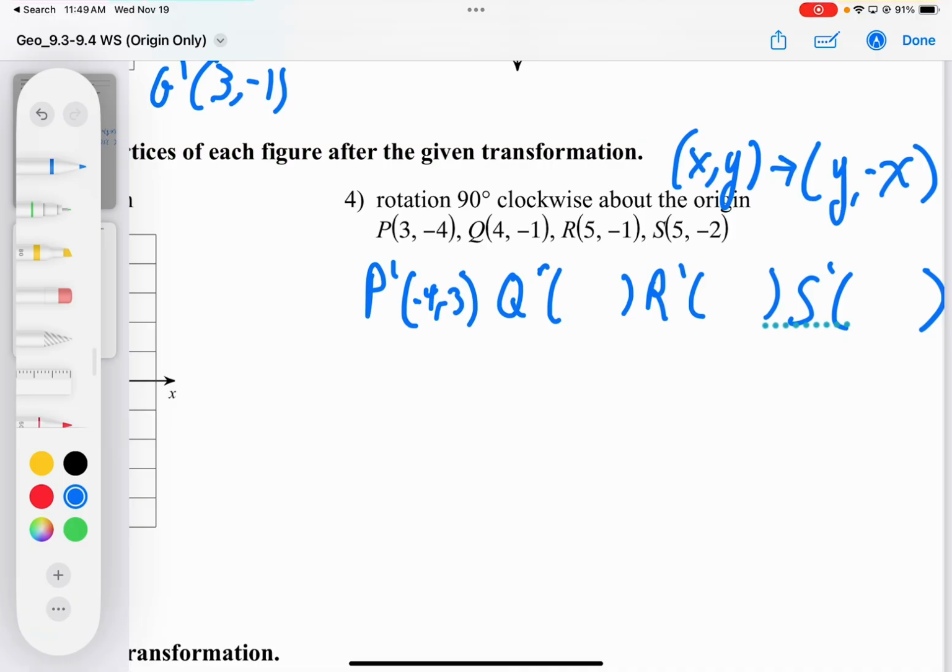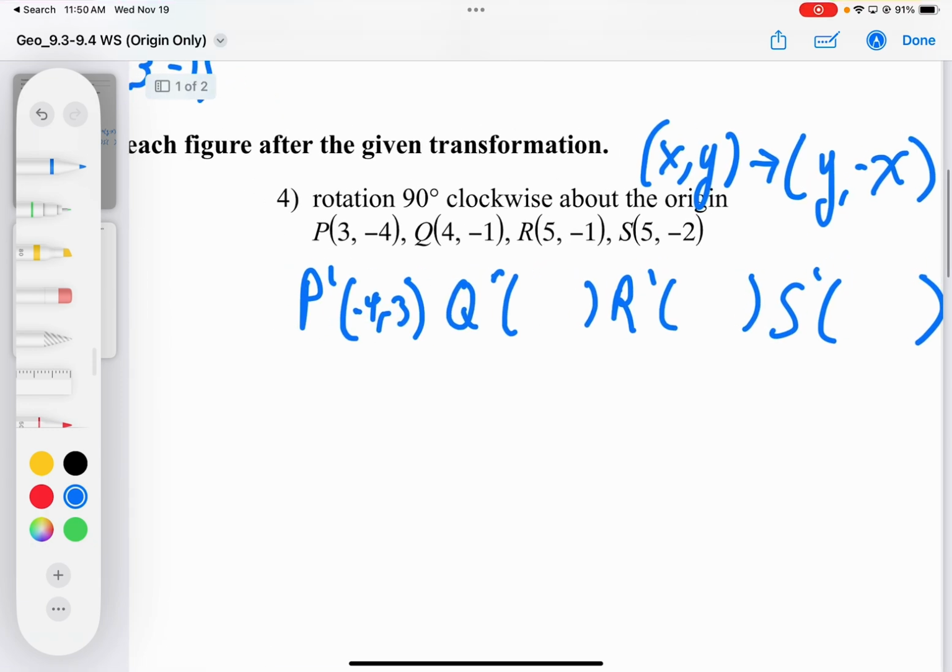For 180, you just change the sign of each one. The key is you've got to remember to change the sign. If it's already negative, it becomes positive. And if it's counterclockwise or clockwise, does the rule change? Not for 180. The other two it does, but not for 180.